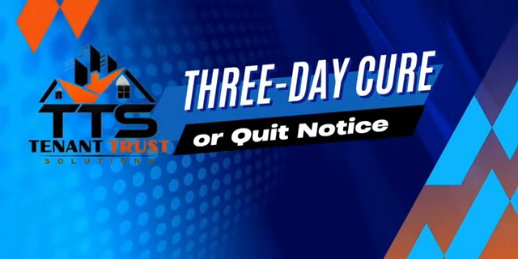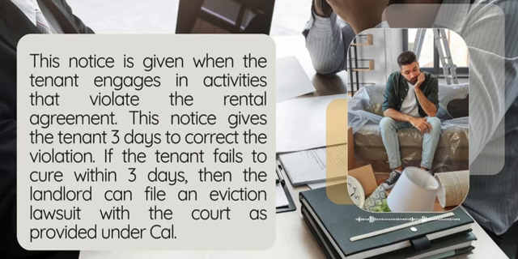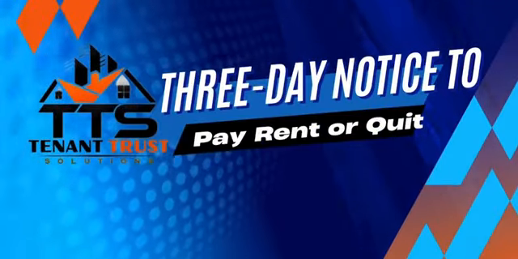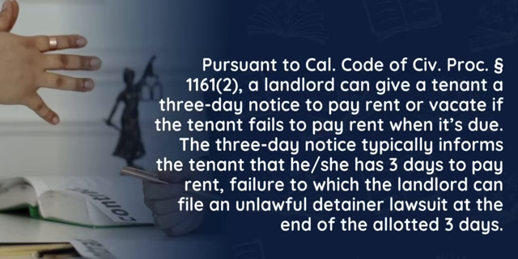3-day cure or quit notice. This notice is given when the tenant engages in activities that violate the rental agreement. This notice gives the tenant 3 days to correct the violation. If the tenant fails to cure within 3 days, then the landlord can file an eviction lawsuit with the court as provided under California law.